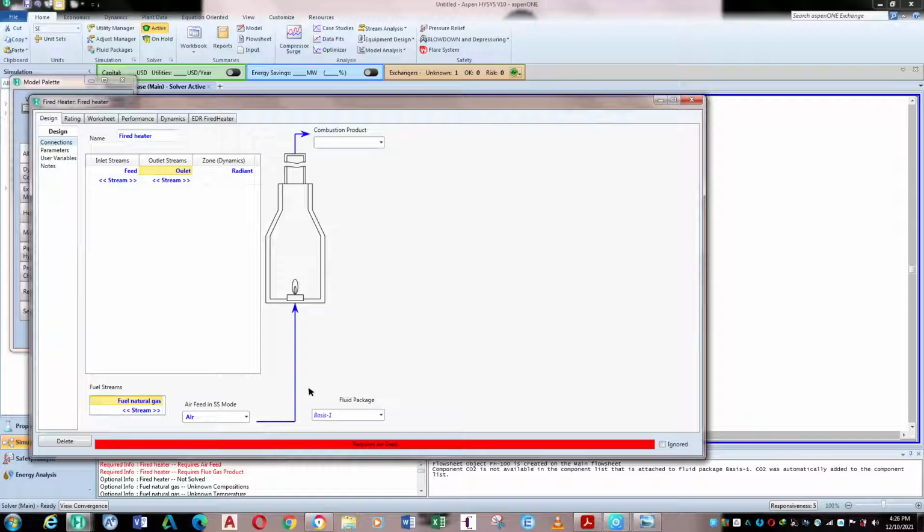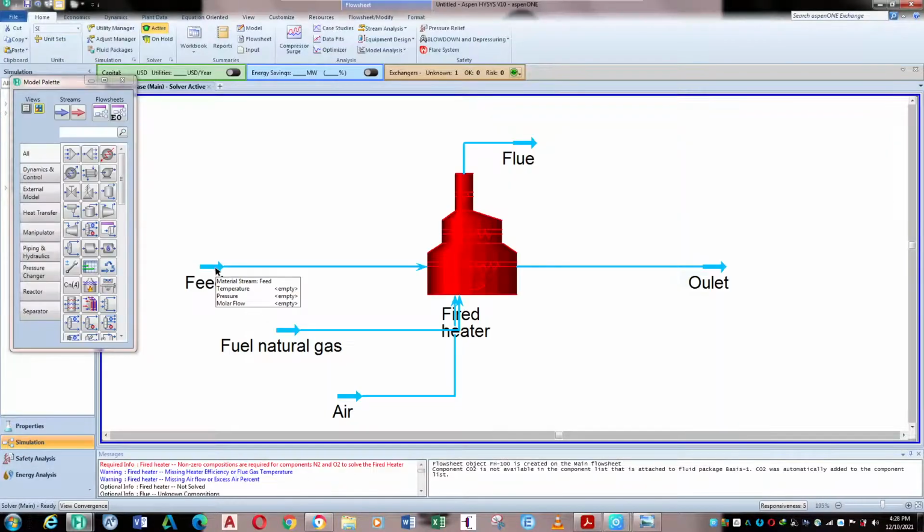Okay, so let's specify the feed stream, because in this situation the fire heater is just acting as a heat exchanger to elevate the temperature of a feed stream to an extremely high temperature. Like in this case, we're gonna be moving from 480 degrees Celsius in the feed to a temperature of around 1000 degrees Celsius in the outlet stream. So let's specify the feed.